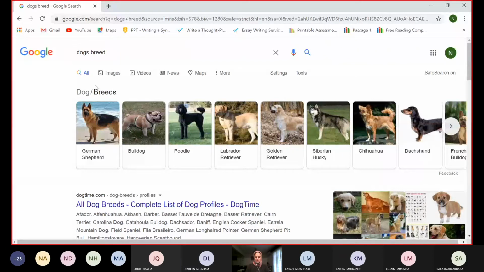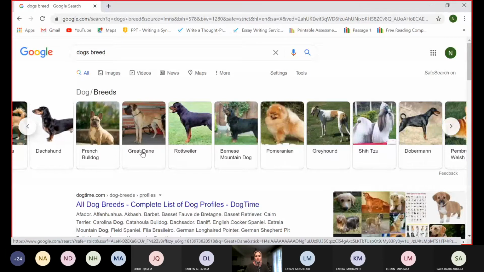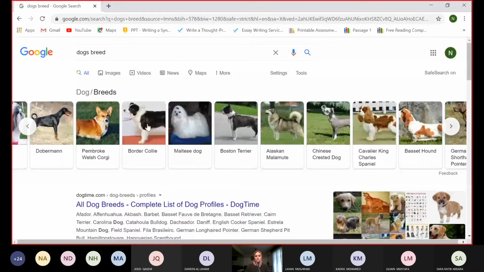It's okay. So Layan, what was the main question on page 331? Do you have a pet? And if you don't, what are two breeds you would mix together to create a perfect pet? So breed is the kind of dog. Do you see Google? Yes. Okay, this is the German Shepherd. This is the Bulldog. This is Poodle. Labrador Retriever, Golden Retriever, Siberian Husky. Chihuahua, this is the Chihuahua. French Bulldog. Mountain dog, Pomeranian, greyhound, Doberman. Look at the breeds of dogs, how many?